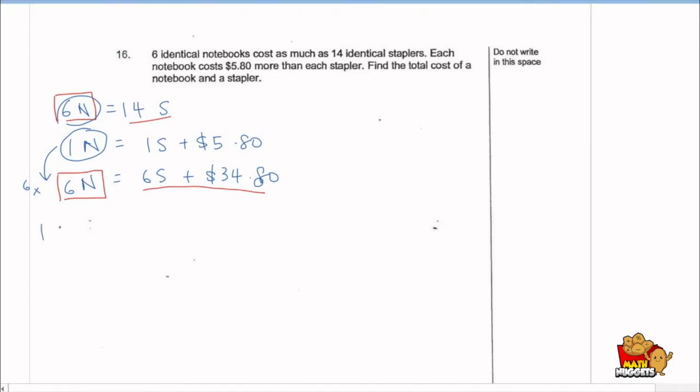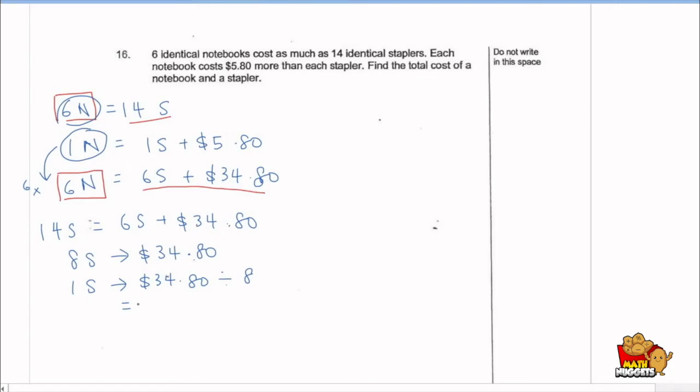So let me write down my new equation. 14 staplers is equals to 6 staplers plus 34.80. Which means 8 staplers cost 34.80. So one stapler would be 34.80 divided by 8, which is 4.35.